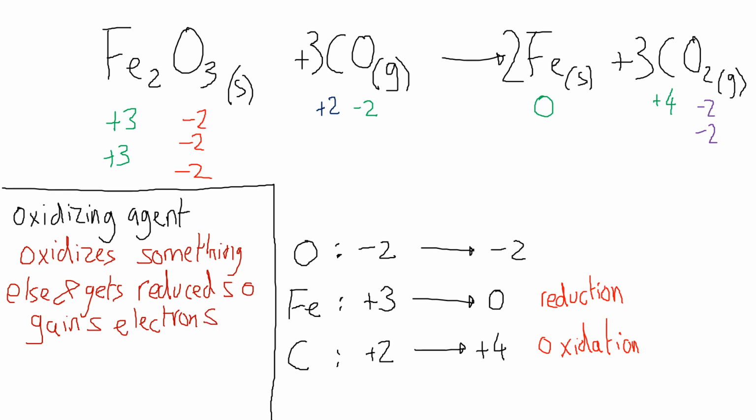And I could write out the same definition for a reducing agent, but it's going to be exactly the opposite. So a reducing agent goes out with the purpose of reducing something else. It gets oxidized in the process, and therefore it loses electrons. Do you remember the term OIL RIG for working out whether something is getting oxidized or reduced? Oxidation is loss of electrons, and reduction is the gain of electrons. So if you're ever struggling to remember which way round it is, think of OIL RIG. Oxidation is loss of electrons, reduction is gain of electrons.